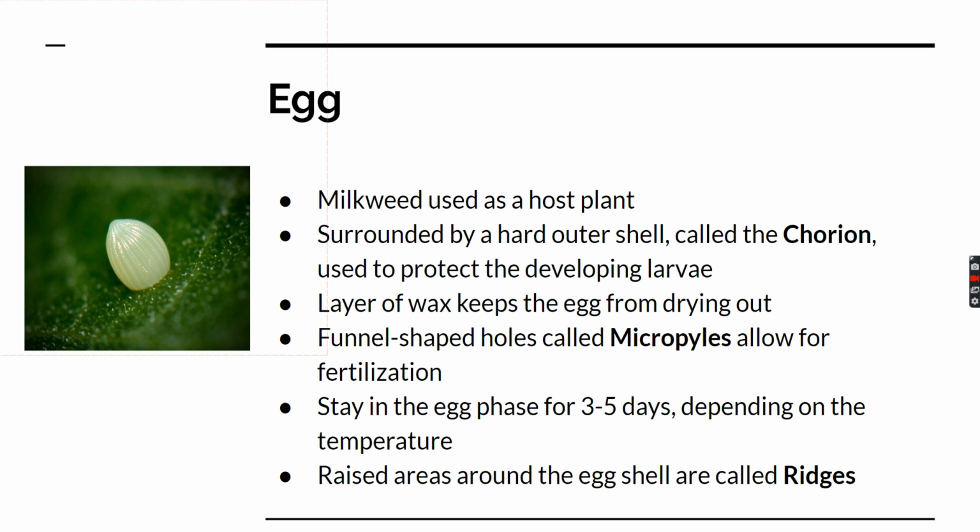So the egg. The milkweed is used by the egg as the host plant, and you can see by the picture on the left that it just rests on there until it hatches. It's surrounded by a hard outer shell called the chorion, which is used to protect the developing larvae. There's a layer of wax that keeps the egg from drying out, and there are funnel-shaped holes on the outside called micropyles, which allow for fertilization. The egg will stay in the egg phase for about 3 to 5 days, depending on the temperature. And then the raised areas that you can see on the egg are called ridges.